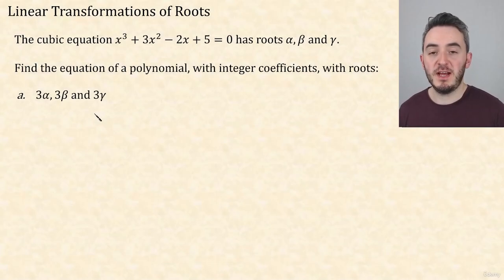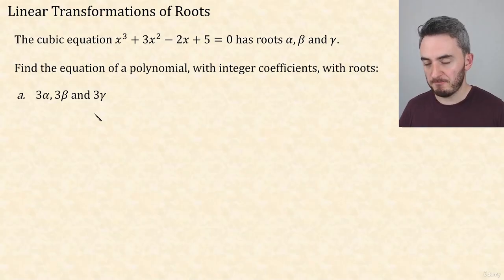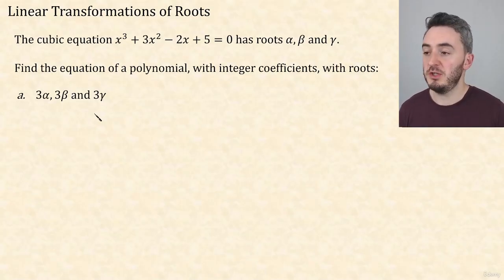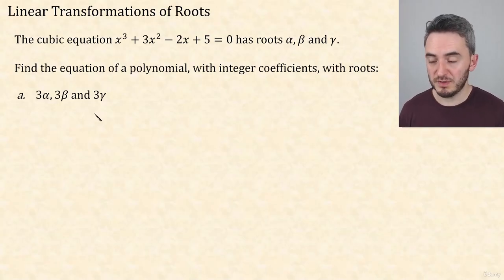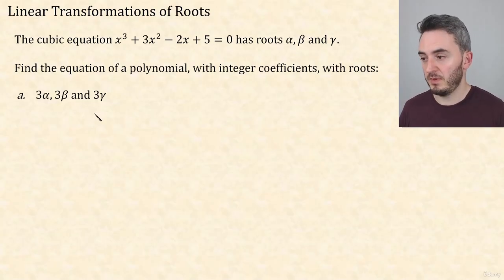In this video, we're going to look at linear transformations of roots. Here's what we mean by this. The cubic equation x cubed plus 3x squared minus 2x plus 5 equals 0 has roots alpha, beta and gamma. Find the equation of a polynomial with integer coefficients with roots of 3 alpha, 3 beta and 3 gamma.